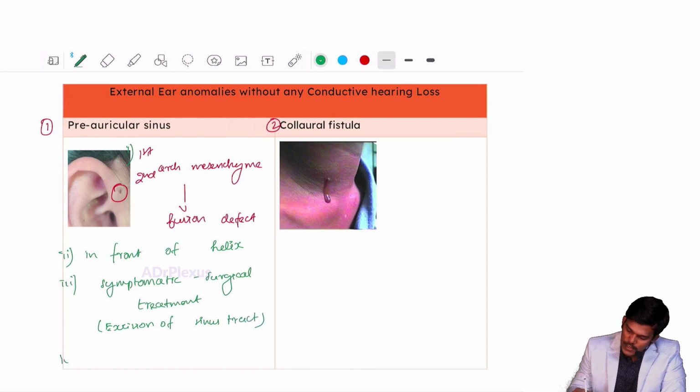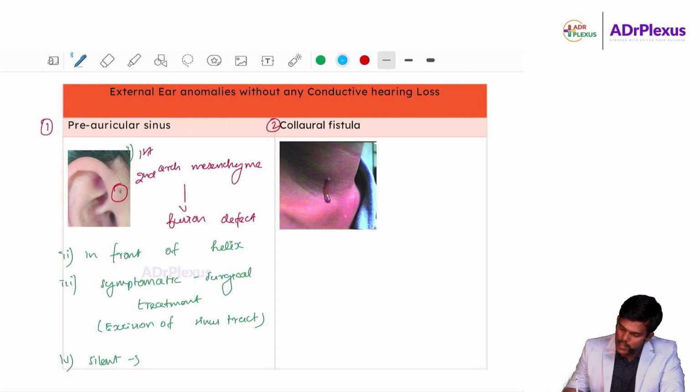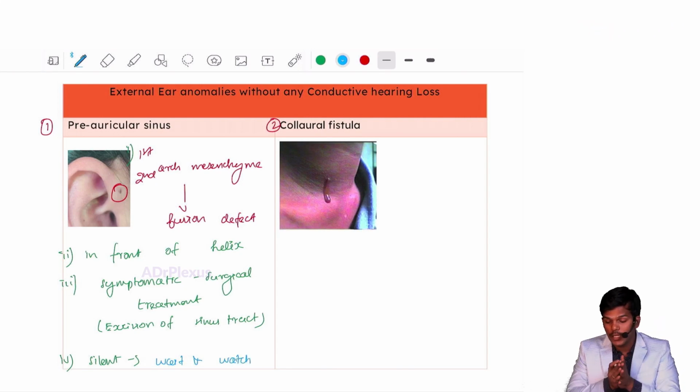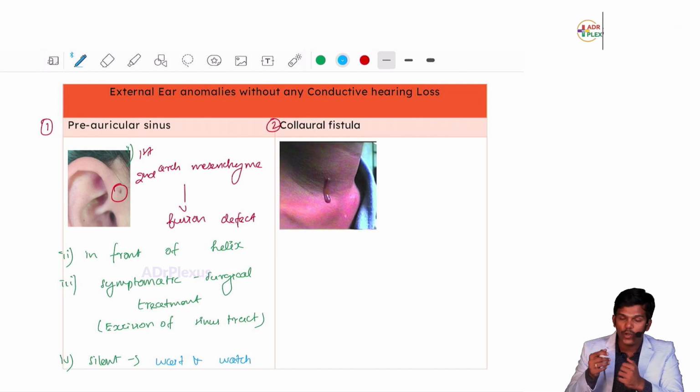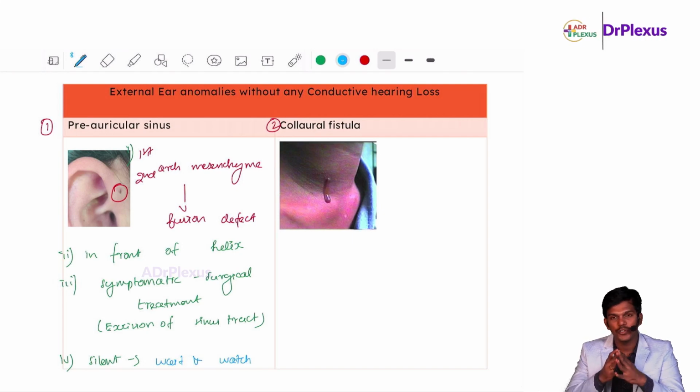Whereas if it is silent, no symptom is present, you can wait and watch. Clear? So pre-auricular sinus is an embryological abnormality which happens due to defective fusion between first and second arch mesenchyme that results in formation of a sinus tract. The sinus tract sometimes can be infective, causing discharge leaking from the sinus. So if that is the case, you should do surgery for that particular condition. If not, you should wait and watch.